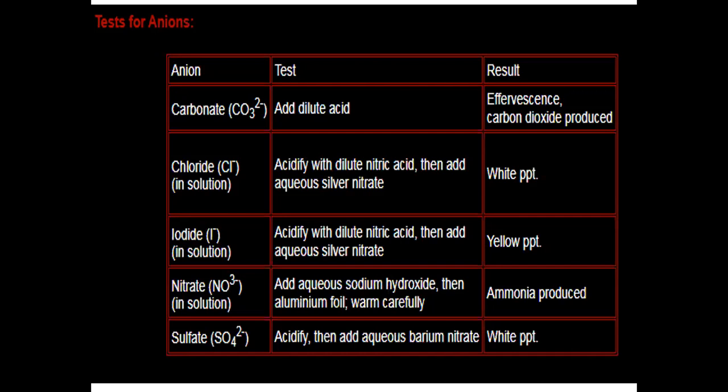If you want to know whether carbonates are present in a salt, you just react the salt with an acid. It will produce carbon dioxide bubbles, which is called effervescence. Let's suppose any salt which contains chloride, iodide, nitrate, or sulfate. What will you do? Let's suppose you have sodium chloride. Just add dilute nitric acid and then add aqueous silver nitrate, and a white precipitate will be formed. In the case of iodide, a yellow or light yellow precipitate or clumps will be formed.